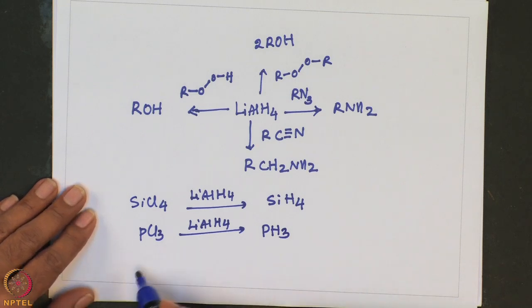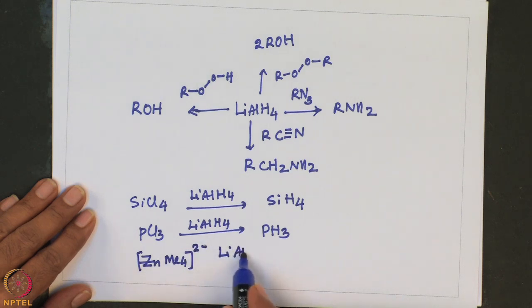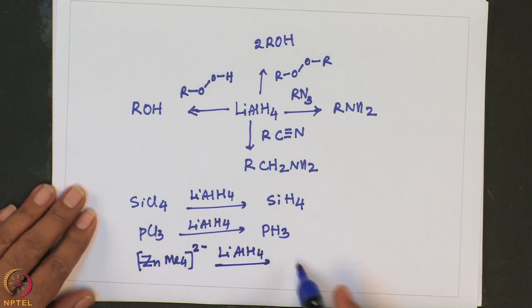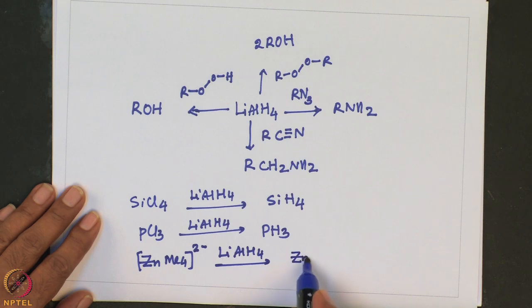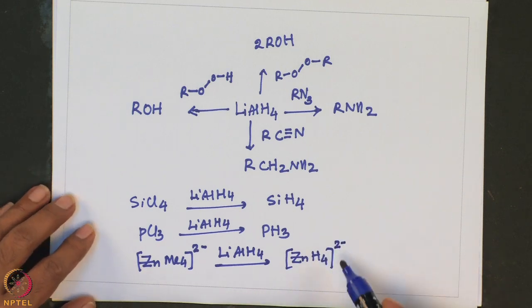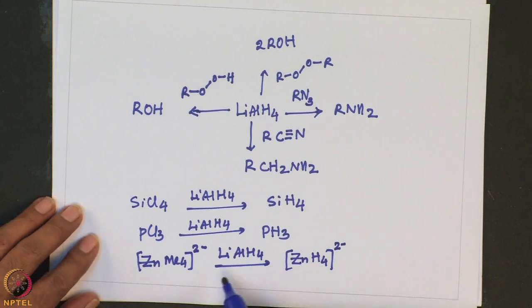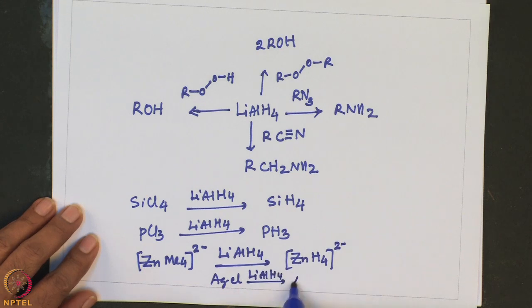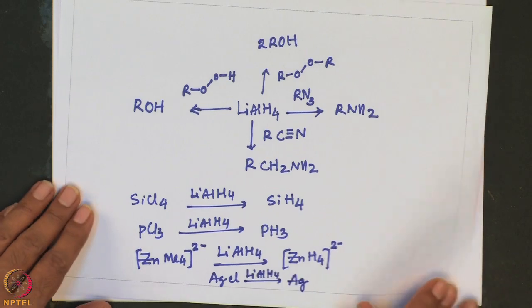And one can also take tetramethyl zinc, and if it is treated with lithium aluminum hydride, it can give a very unstable species. Of course, this is very unstable. Nevertheless, one can make tetrahydrozincate, and it can also reduce metals. For example, AgCl, when it is treated with lithium aluminum hydride, gives silver. So these are some of the reactions where you can find the utility of lithium aluminum hydride. So let's look into digallane.